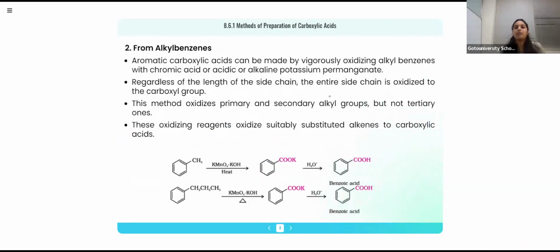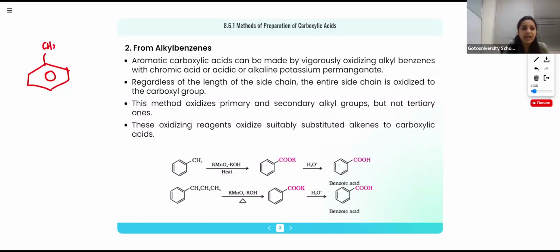Now, the preparation of acids from alkyl benzenes. What are alkyl benzenes? Benzene, we know this is benzene, right? What is alkyl benzene? We are substituting some alkyl group on the benzene. Suppose here I am writing CH3. It is an alkyl benzene, methyl benzene, and the common name is toluene. You know that one, right? Toluene is the common name for methyl benzene.